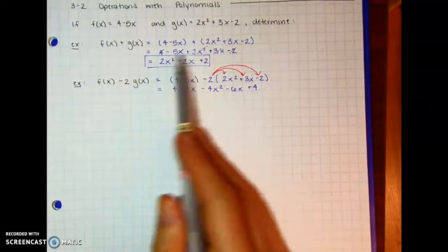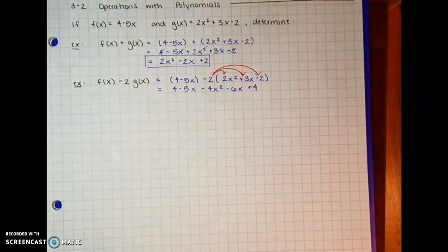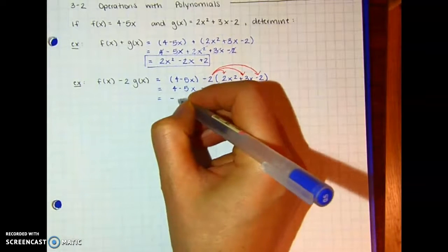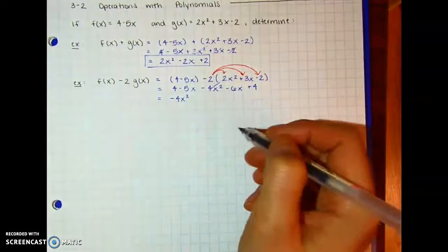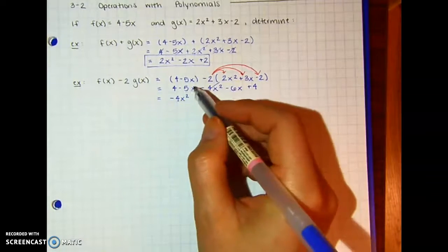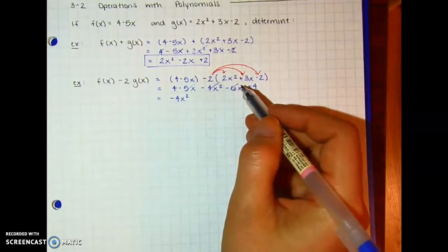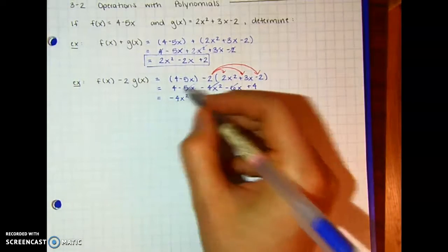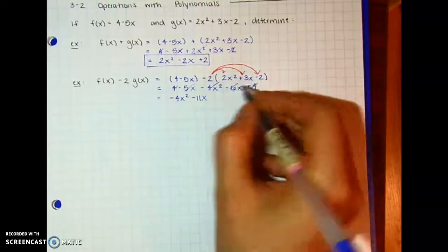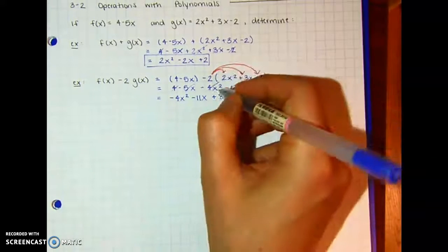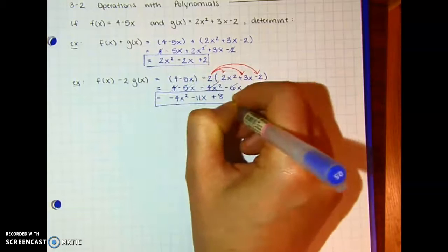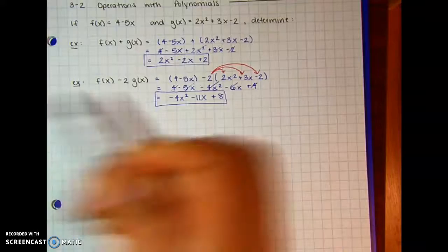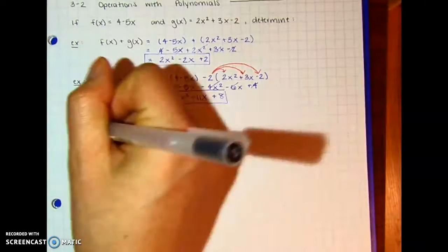And now we're kind of like we were up here, where we're going to combine like terms and make sure we put it in the appropriate order. So negative 4x squared is the highest degree, so that will be our leading term. Negative 5 minus 6, negative 11. And then 4 plus 4. And there's our new polynomial. Alright, let's do some multiplying. So that's adding and subtracting, but now with multiplication.